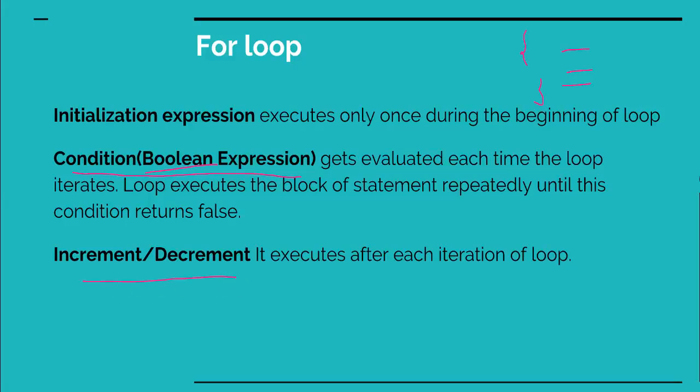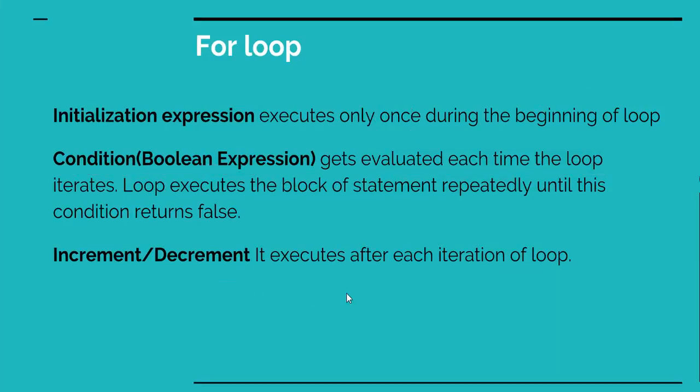Then you have the increment and the decrement part. This is very similar to the condition because it will also execute for each iteration of the loop. So remember, guys, the initialization will only run once at the beginning of the loop. The condition expression will be evaluated each time the loop iterates, and the increment and decrement will also be evaluated each time, on each iteration of the loop.